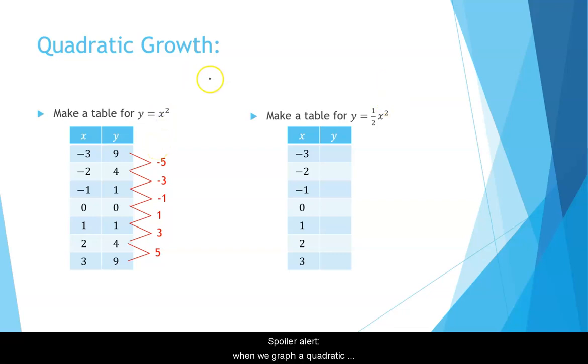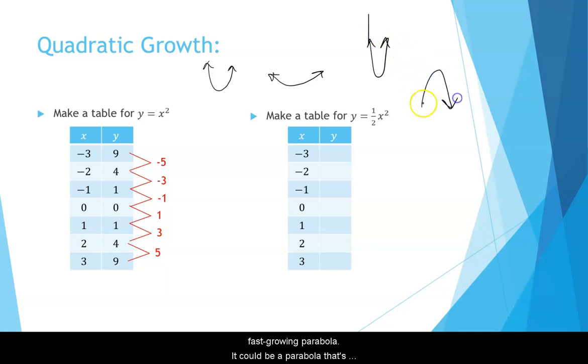Spoiler alert, when we graph a quadratic, we get a parabola. It could be a wide, slow-growing parabola. It could be a narrow, fast-growing parabola. It could be a parabola that's opening downwards or to the side, though we aren't going to do that in this class. But let's talk about how to graph these.